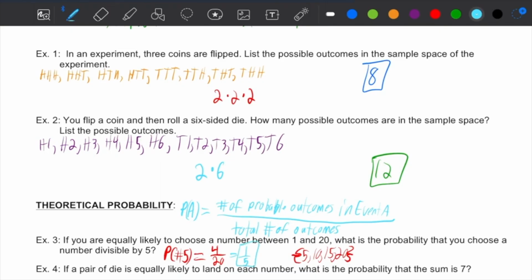So 1 out of 5 times you randomly choose a number, then you should get 1 divisible by 5, meaning the other 4, you should have 1 that's not divisible by 5.